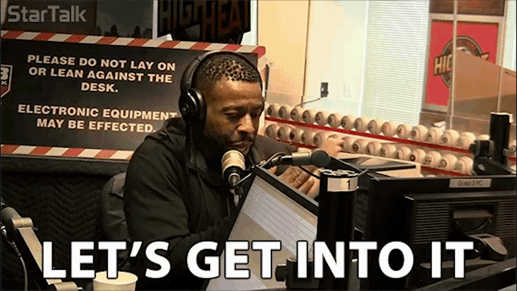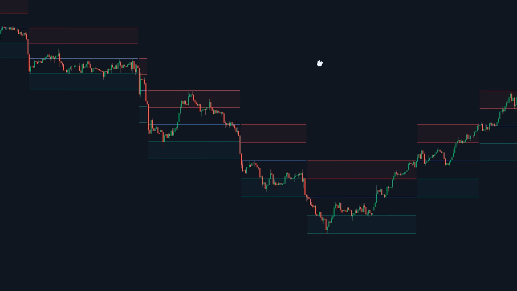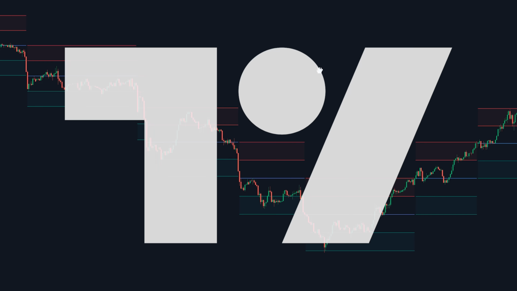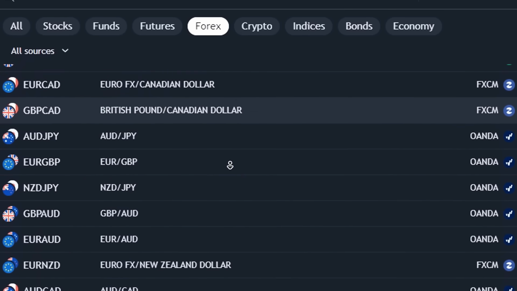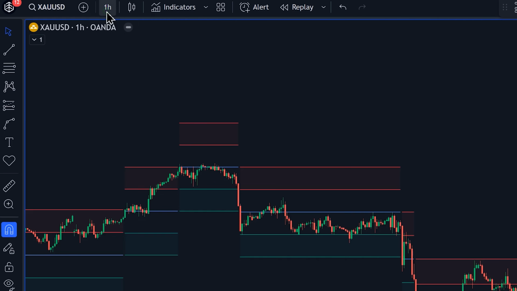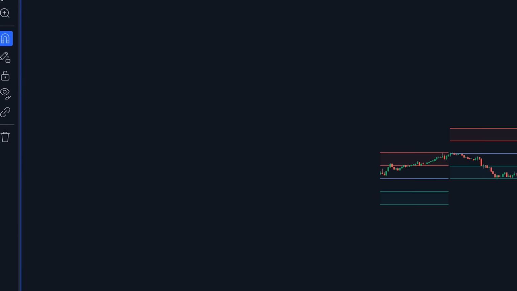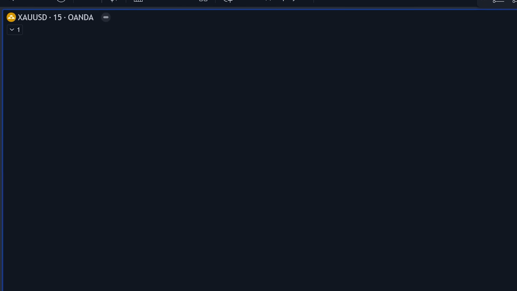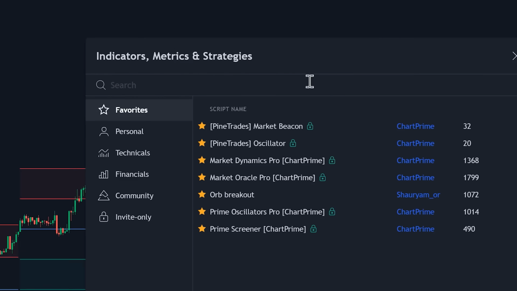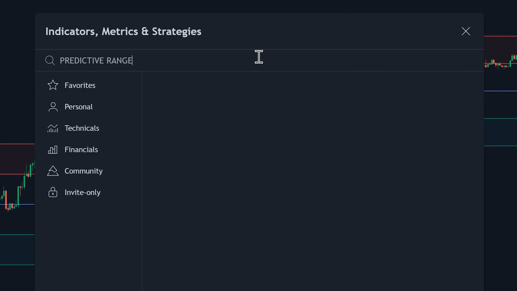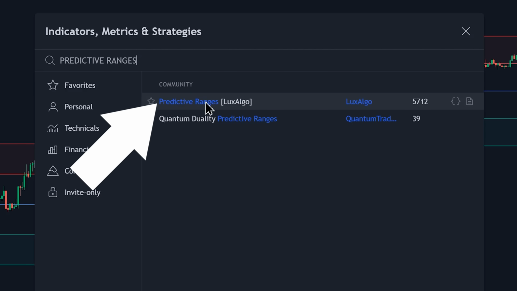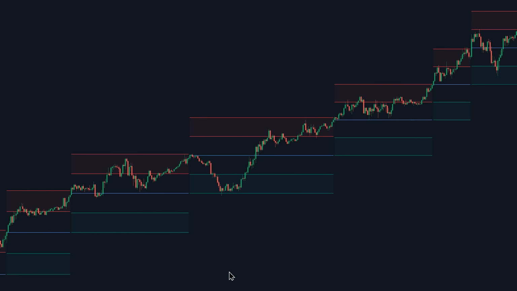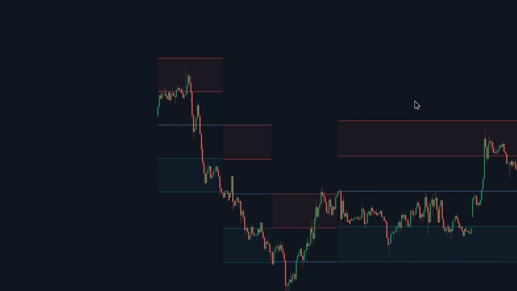Let's get into it. Now, to get started with this indicator, you want to go to TradingView and then open any trading security that you like in any time frame. For me, I'm going to be using the 15-minute time frame of XAU USD, which is the ticker symbol for gold. After that, you want to click on Indicators and type in Predictive Ranges, and you want to select this one by Lux Algo.